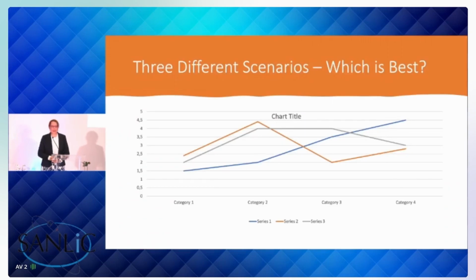So I've got a graph up here, and does anybody want to suggest which of these three scenarios is the best? Is it the blue one, the orange one, or the gray one? Votes for the blue, right? And votes for the orange. So orange got no votes, and votes for the gray. Okay, so gray got some votes. Good.